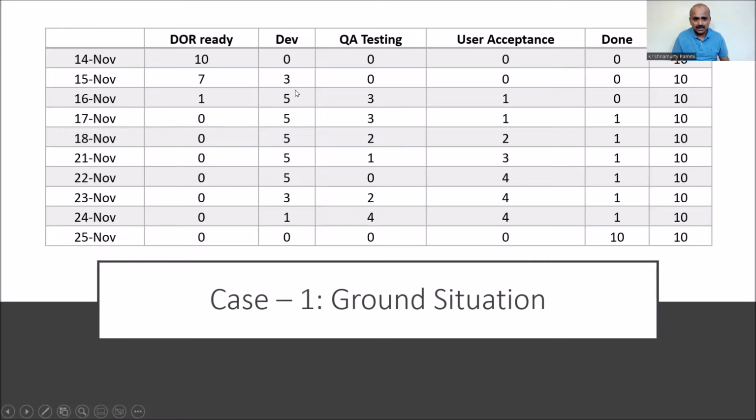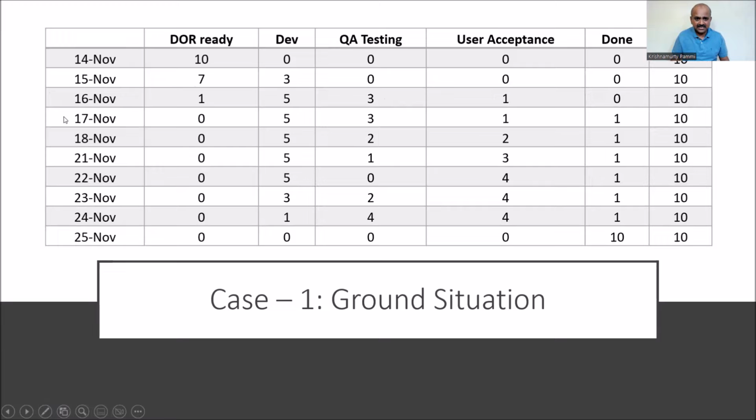Now on 16th November, the developers have completed the task. The QA testing, they are pulling it to their queue. So three features are here, and developers have taken 5 features, and 1 feature is being under user acceptance testing. So if you see here, 1 is user acceptance testing, 1 plus 3, 4, 4 plus 5, 9, 9 plus 1, 10. That means user acceptance testing is 1, QA testing is 3, 1 plus 3, 4, 4 plus development 5, 9, 9 plus 1, 10. Friends, we have to see here from right to left.